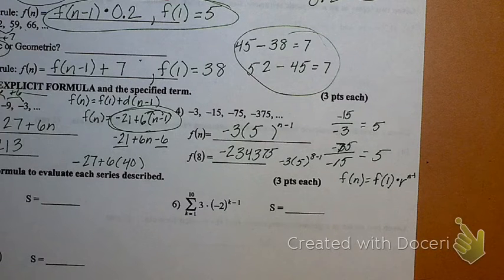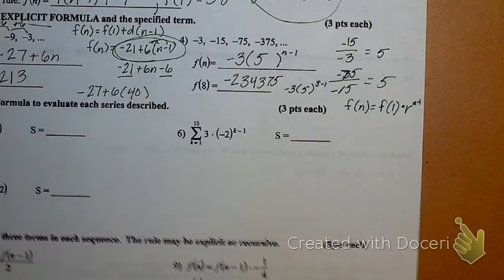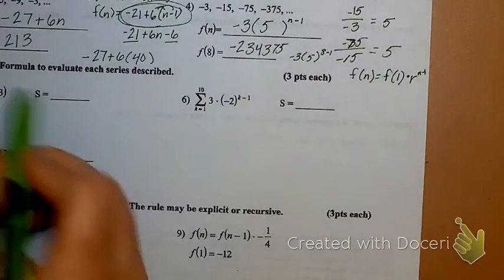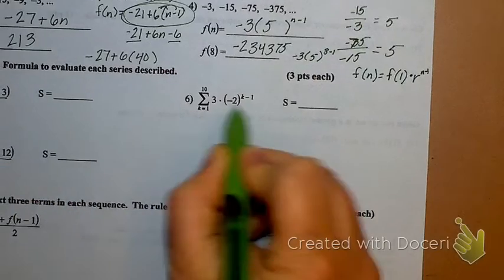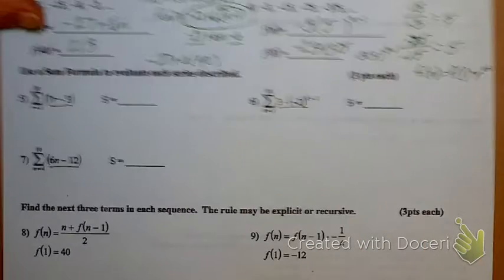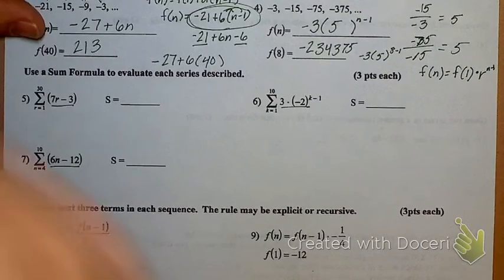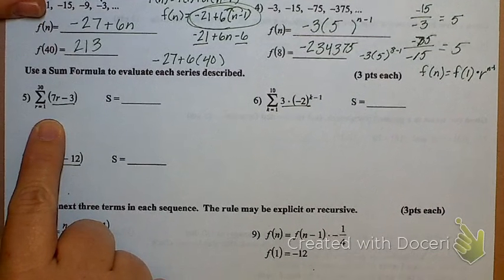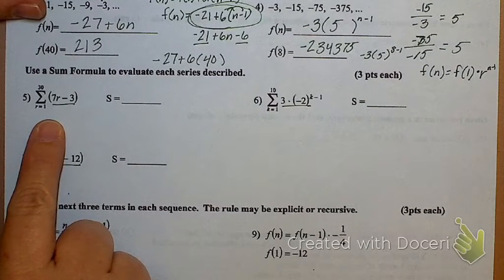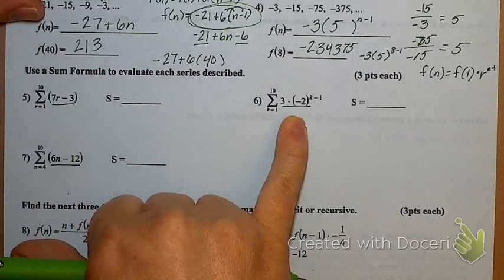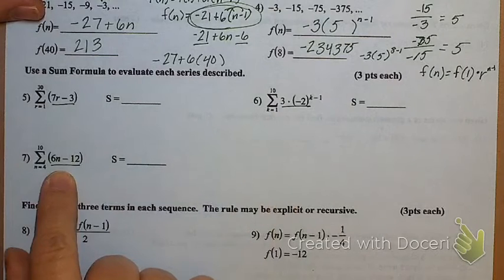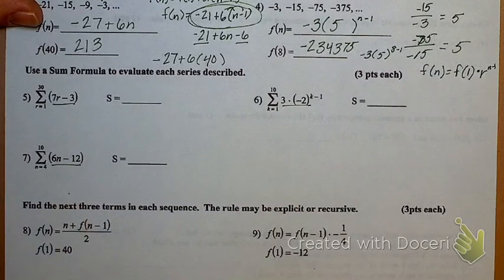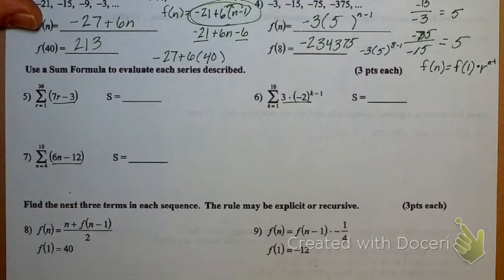All right, use the sum formula. First thing you need to be able to do is look here, here, and here and identify what's geometric and what's arithmetic. What is number 5? Arithmetic, because it looks like mx plus b, doesn't it? Number 6? Geometric. It's got multiplication. And this one? Arithmetic. Arithmetic is going to have your plus and minus. Geometric is going to have your multiply.